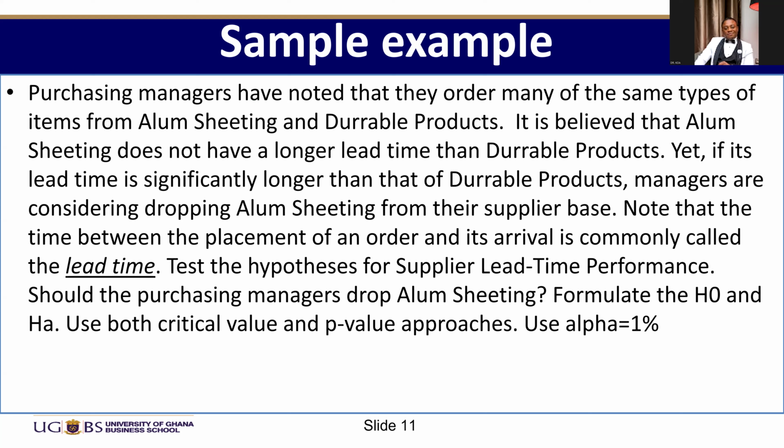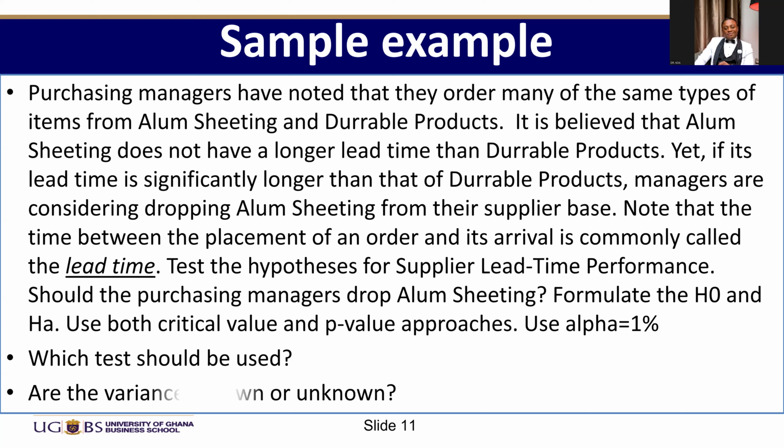Formulate the hypothesis, the null hypothesis and the alternative hypothesis. Use both critical value and p-value approaches. Use alpha equal to 1%. All right. So these are some other pieces of information. Which tests should be used? Are the variances known or unknown?